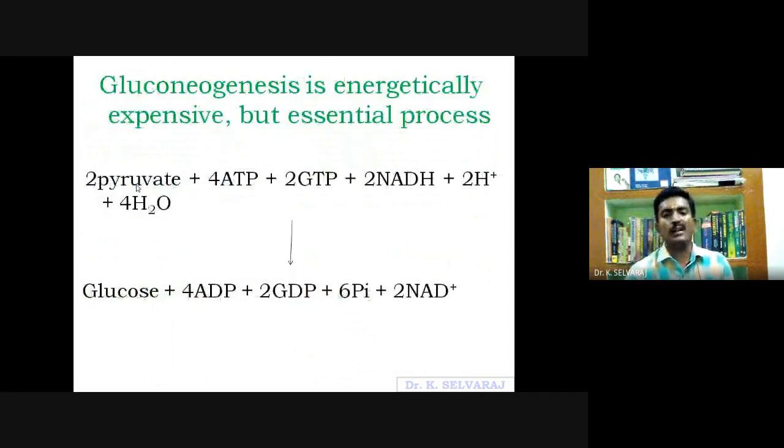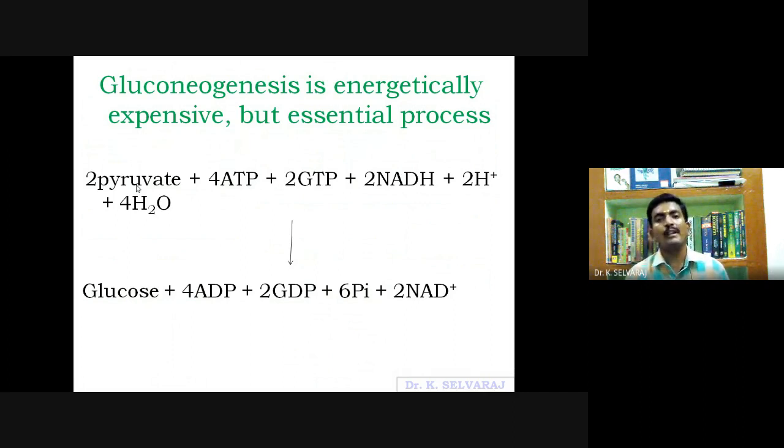If we see the overall summary, two molecules of pyruvate are converted into one molecule of glucose. It needs 4 molecules of ATP, 2 molecules of GTP, 2 molecules of NADH, 2 hydrogen ions, and 4 molecules of water. But it produces 1 molecule of glucose, 4 molecules of ADP, 2 molecules of GDP, 6 inorganic phosphates, and 2 NAD. Generally, gluconeogenesis is an energetically expensive process, but it is a very essential process.